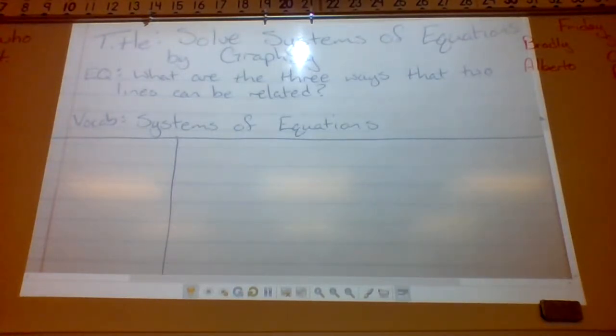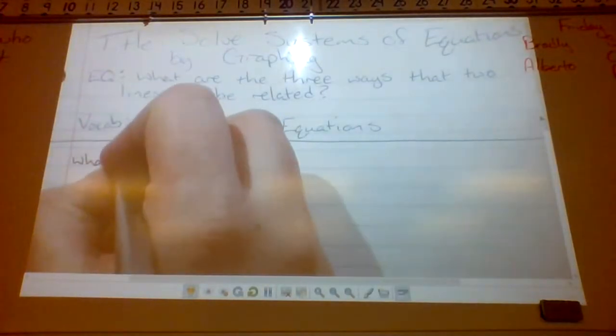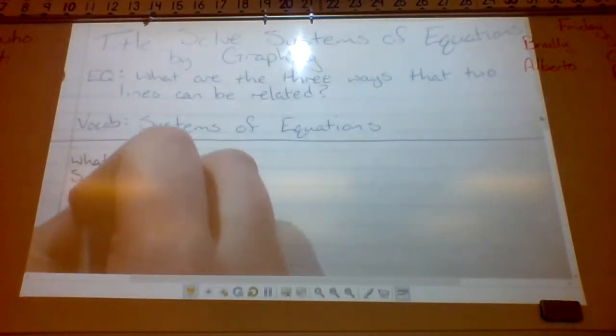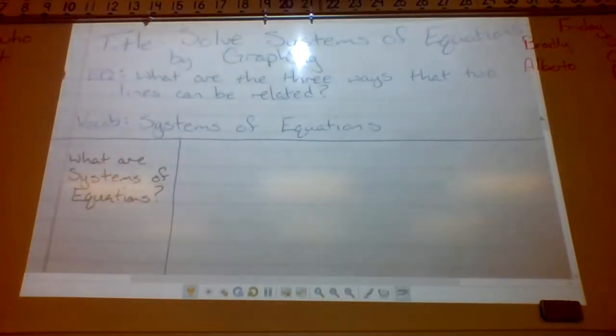For slope-intercept form, it has to be the y. Basically, what this is saying is you're going to have more than one equation. Systems of equations. So what are systems of equations? How many equations do we need? Why at least 2? Because systems is plural. We have at least 2. So what systems are, it's a collection of equations, which means 2 or more equations with the same set of variables.